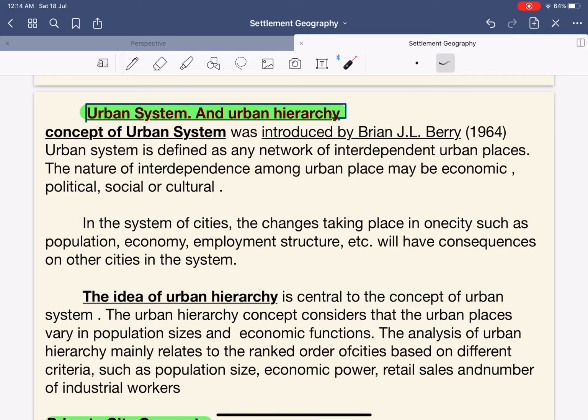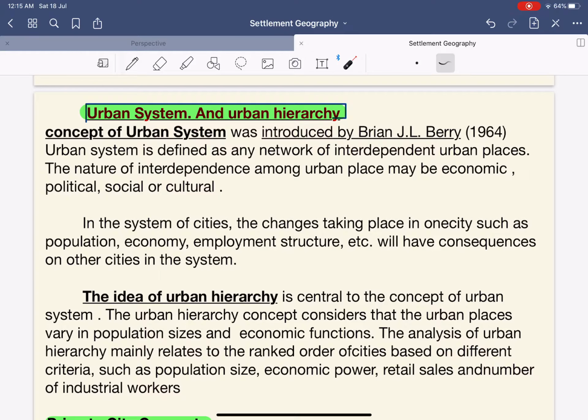Now let us understand the concept of the urban system. The concept of the urban system was introduced by Brian J. L. Berry. Urban system is defined as any network of interdependent urban places. The nature of interdependence among the urban places may be economic, political, social, and cultural. Basically, it says that there is a network of urban places, and the interdependence among them is called your urban system. This is the basic understanding.